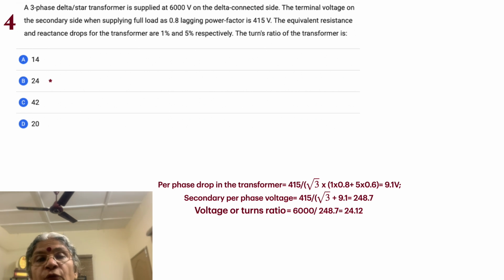So the secondary voltage of the transformer is equal to 248.7. So 248.7 happens to be the phase voltage, which is also because it's on the star. So you can multiply by root 3 such that you can compare both. Or you can have the phase-to-phase ratio of 6000 divided by 248.7 because that's more appropriate, and that will give you 24.12. So from amongst the answers you can pick out 24.12.